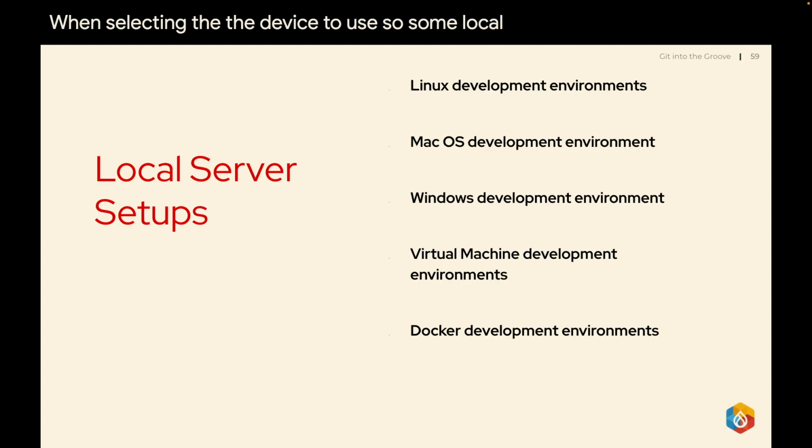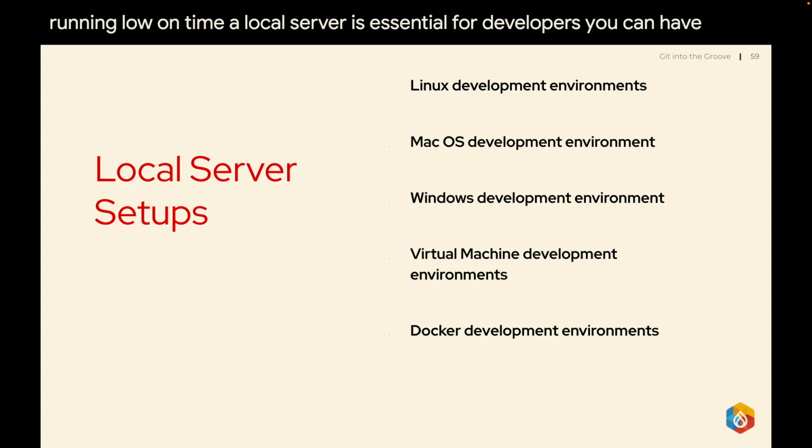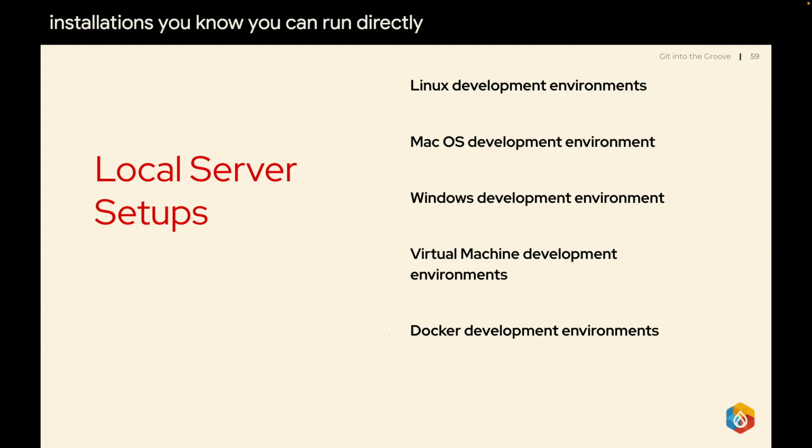So some local server setups, and I think I'm running low on time. A local server is essential for developers. You can have native installations. You can run directly on Linux or Mac OS or Windows. Anybody on Windows? So you need your virtual machines. Those are the self-contained servers that are running your OS. Docker environments, these are lightweight containers with fast setup times.